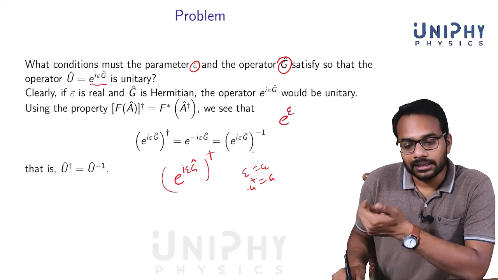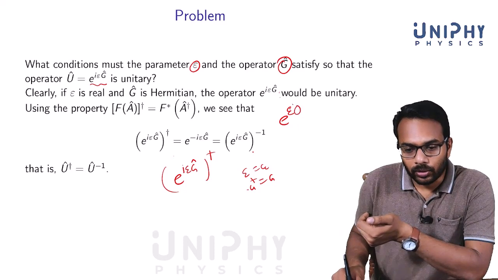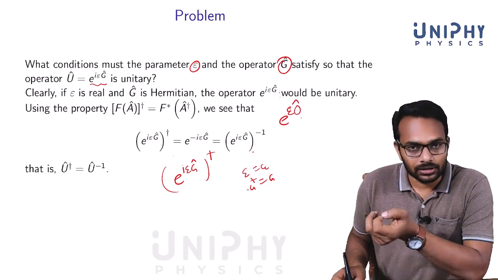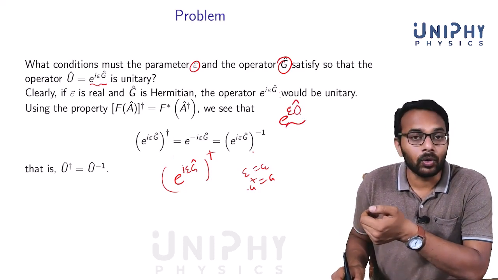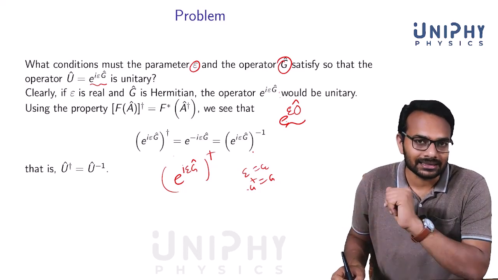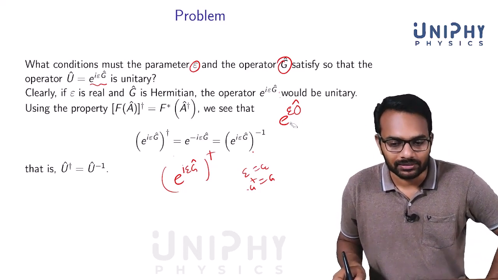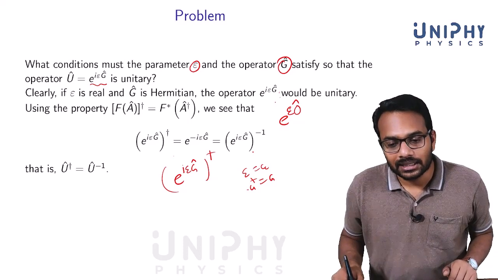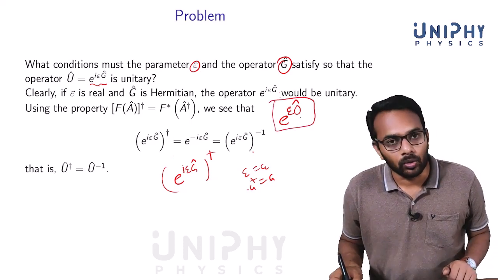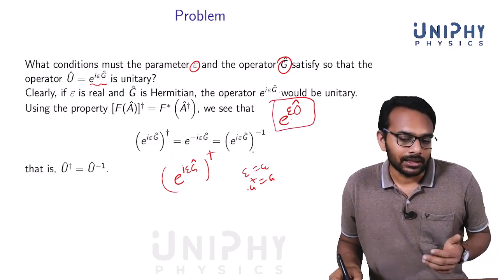you can think of some operator e raised to epsilon O cap, some operator. Now you can show that this is actually unitary if O is anti-Hermitian. It can be asked like this. It has been asked in some competitive exam. So what's the condition for e raised to epsilon O to be a unitary operator?